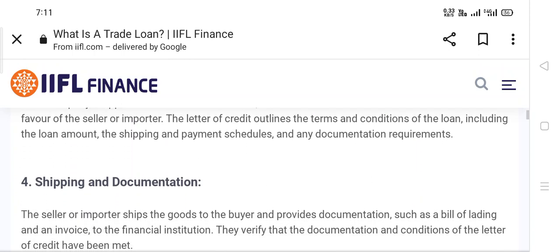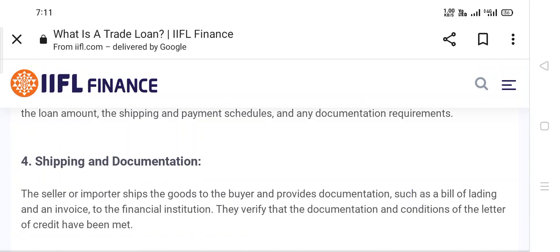Shipping and documentation. The seller or exporter ships the goods to the buyer and provides documentation such as a bill of lading and invoice to the financial institution. They verify that the documentation and conditions of the letter of credit have been met.